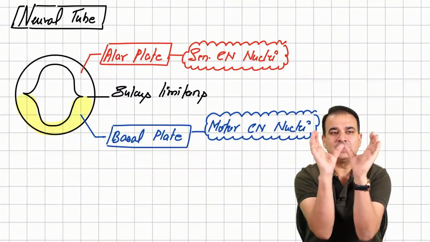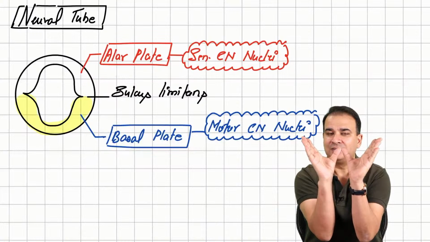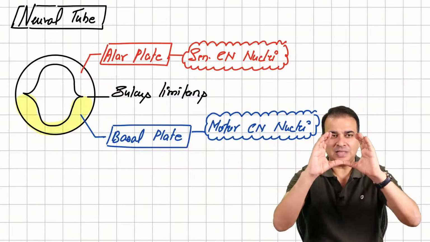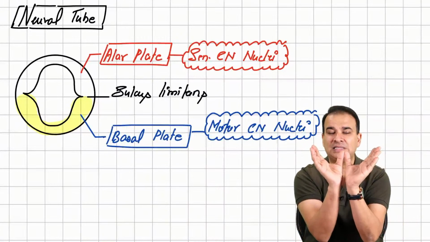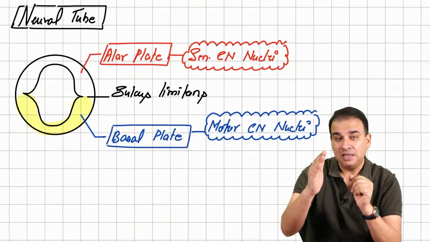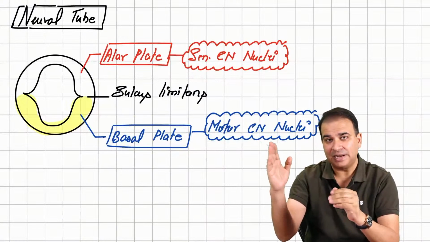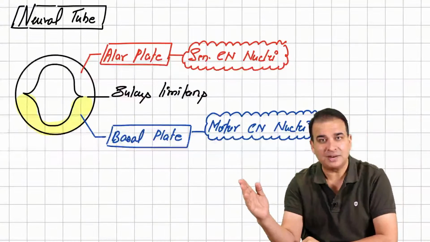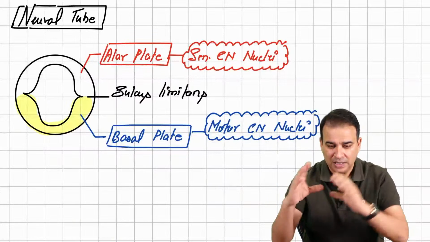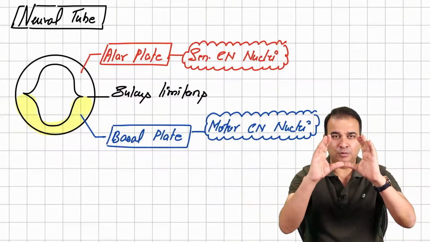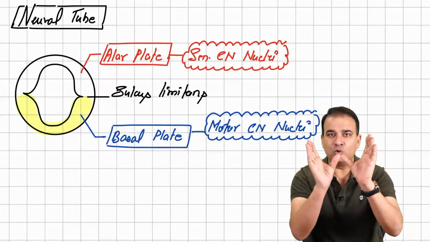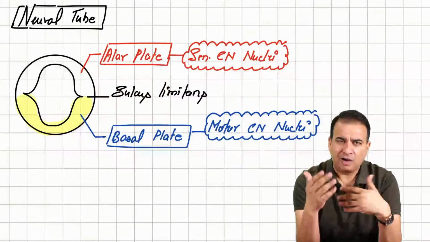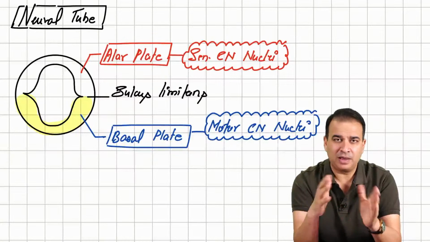The alar plate is the one which goes toward the lateral side. So when the 4th ventricle develops, the alar plate goes toward the lateral side and the basal plate comes toward the medial side. That tells me if the alar plate has gone toward the lateral side, then the sensory nuclei are the ones shifted toward the lateral side. So your sensory nuclei will move toward the lateral side, and most of the motor nuclei are toward the medial side.